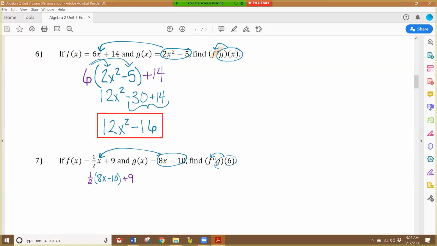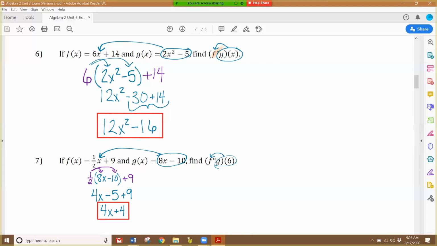Then we want to simplify this. Well, to simplify it, we're going to distribute the 1/2. If I take 1/2 times 8, that is 4, so now we have 4x. 1/2 times negative 10 is negative 5, so 4x minus 5, bring down the plus 9. Combine like terms, so you have 4x plus 4. So this is f of g of x.